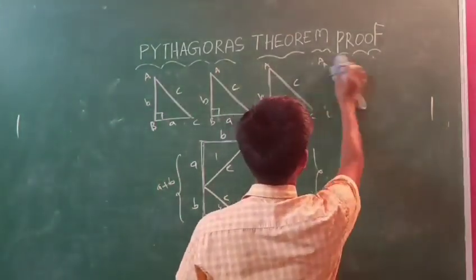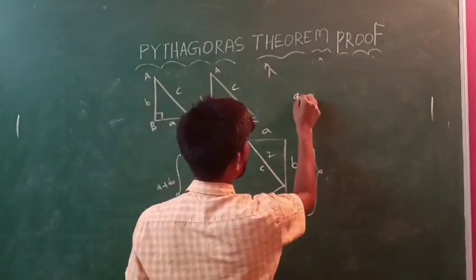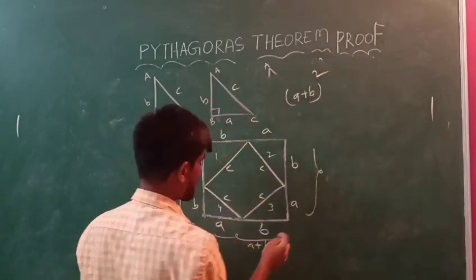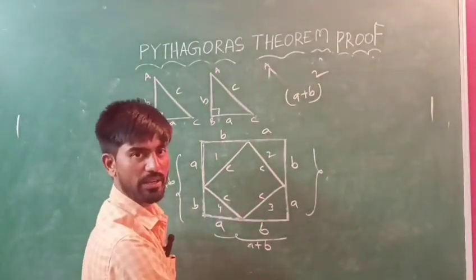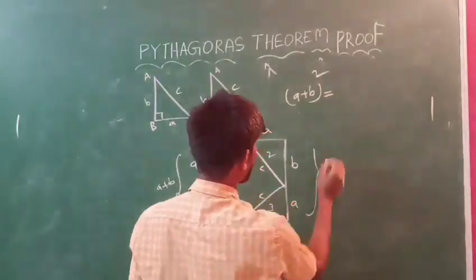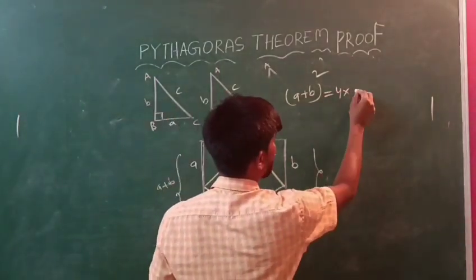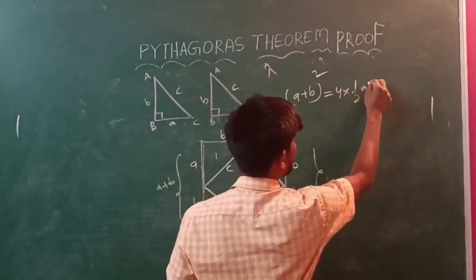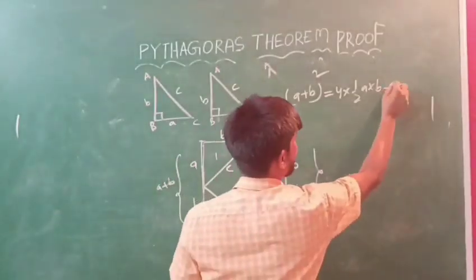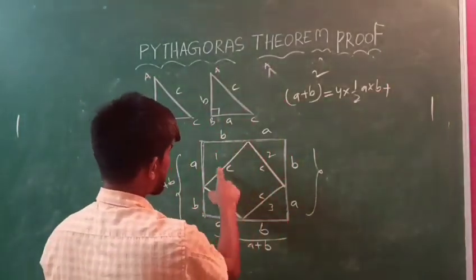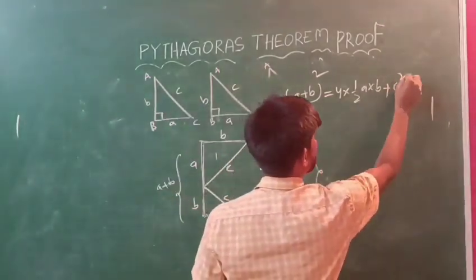Here the big square area is A plus B whole square. The big square's side is A plus B, so the area is side into side, A plus B whole square, which equals the area of 4 right angles. That is 4 into half into B into H, which is A into B. The rest is a small square whose side is C, so its area is C square.